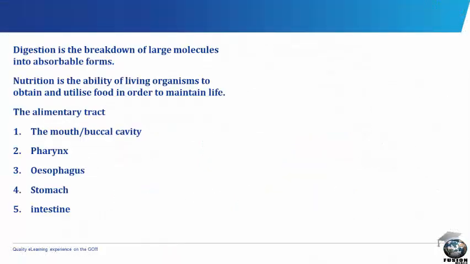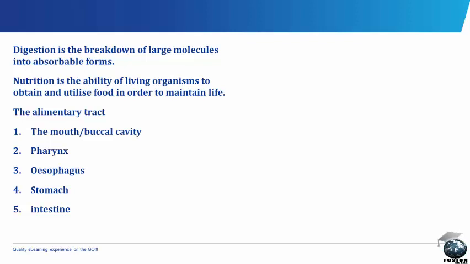Digestive system. Digestion is the breakdown of large molecules into absorbable forms, while nutrition is the ability of living organisms to obtain and utilize food in order to maintain life. Organisms, from simple to complex, develop different types of alimentary or digestive system.